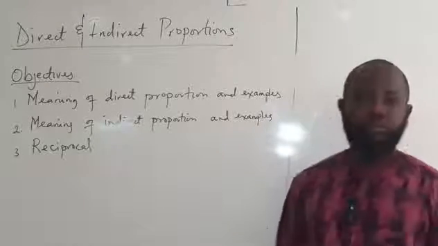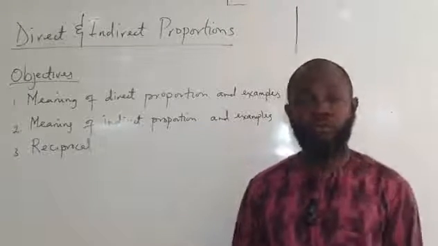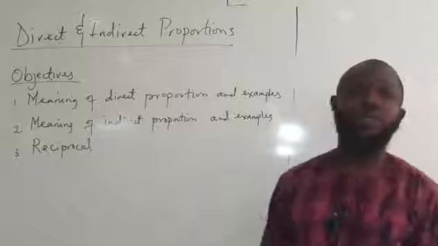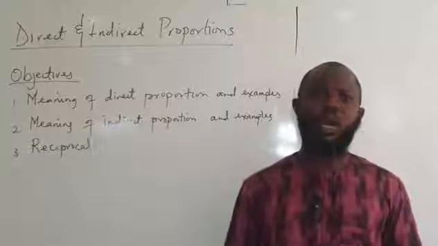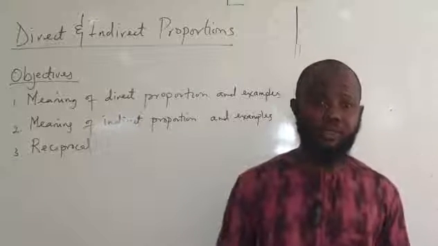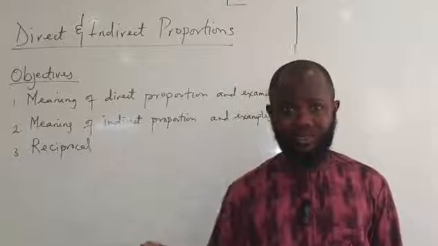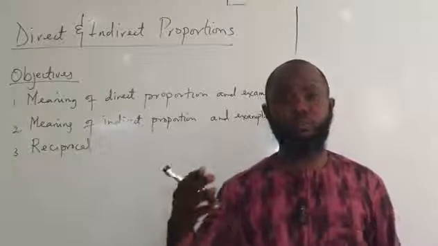So when we talk about direct proportion, we just concluded ratio. So we want to look at it. What is the meaning of direct proportion? Direct proportion is when you have two quantities. As one quantity is increasing, the other quantity will also be increasing. And as the quantity is decreasing, the other quantity will also be decreasing.